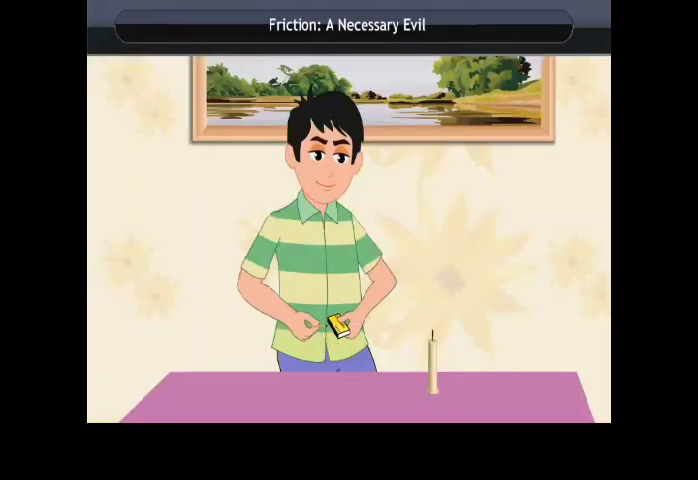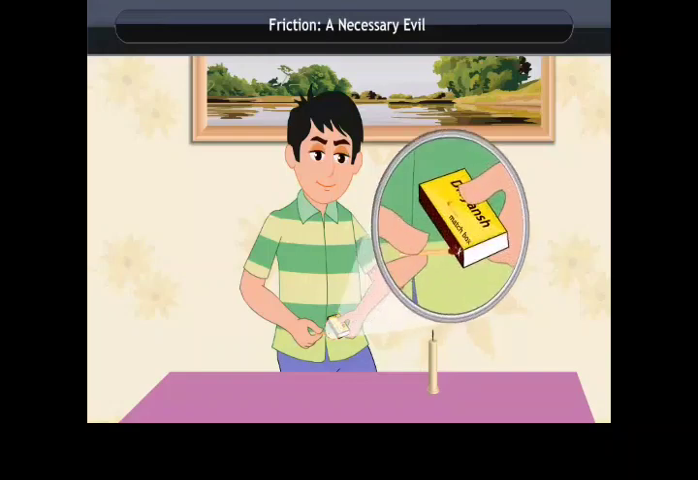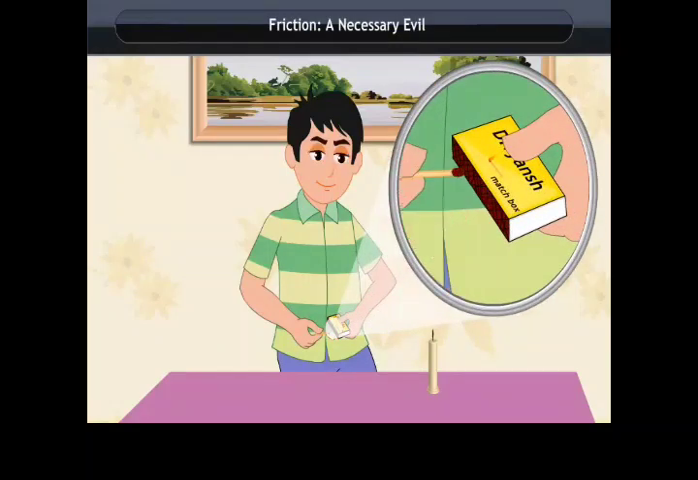If there is no friction, then we cannot light a matchstick. A matchstick box has a rough surface. As we rub the matchstick against it, heat is produced due to friction and the matchstick lights up. We have discussed many uses of friction and we have seen how crucial it is for us. Now let us see the other side of friction.